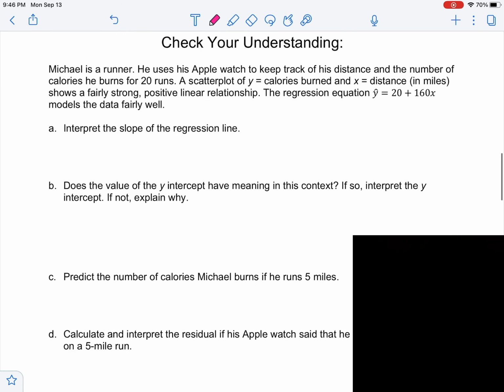All right, so we've got this problem. I'm going to assume you've read it because you're coming back from pausing. You're ready to go. Michael is a runner. He uses his Apple Watch to keep track of his distance and the number of calories he burns for 20 runs.